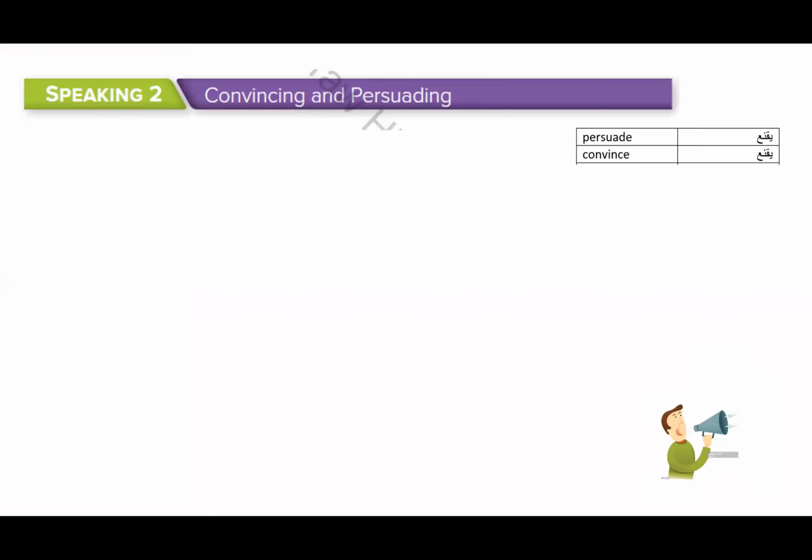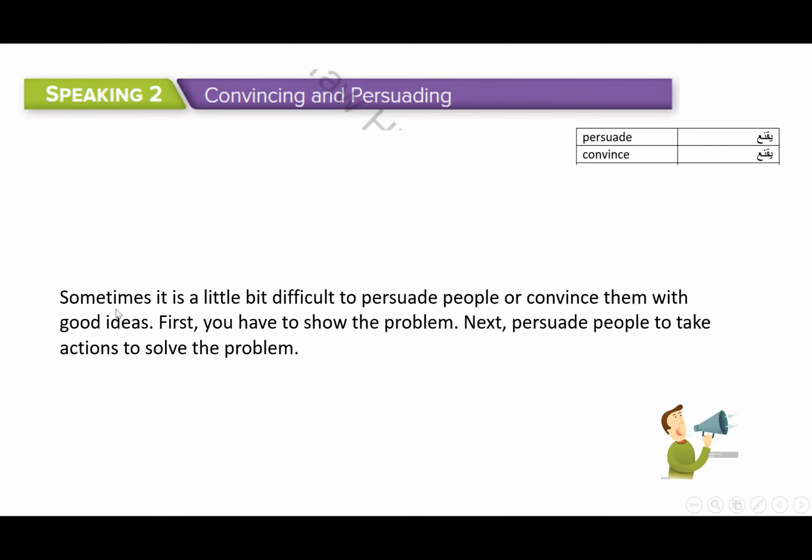Let's go on. Speaking to convincing and persuading. Persuade معناها يقنع. Convince معناها يقنع. You can persuade somebody to take action to solve a problem. Or you can convince somebody to take action to solve a problem. يبقى persuade, convince. لازم الكلمات دي نحفظها لأن هنستخدمها بعد كده في الرايتنج. Sometimes it is a little bit difficult to persuade people or convince them with good ideas. أحيانا أنت بتحصل مشكلة أن أنت convince somebody or persuade somebody.